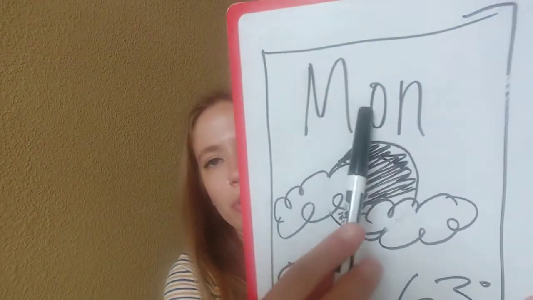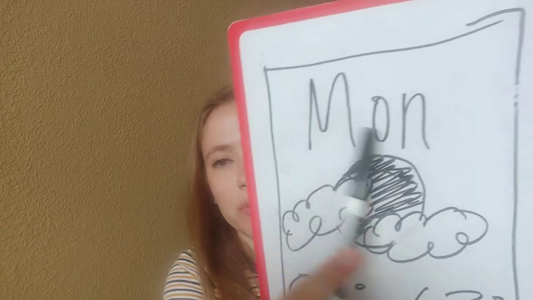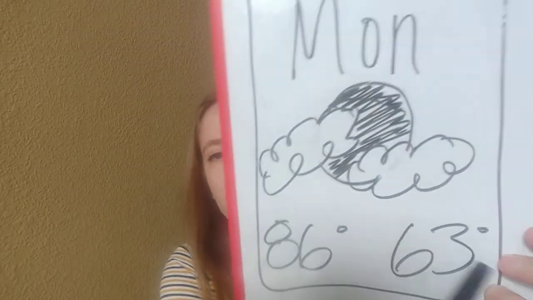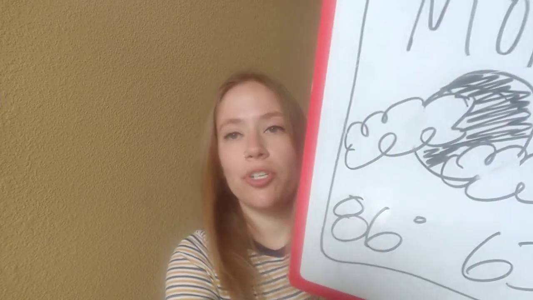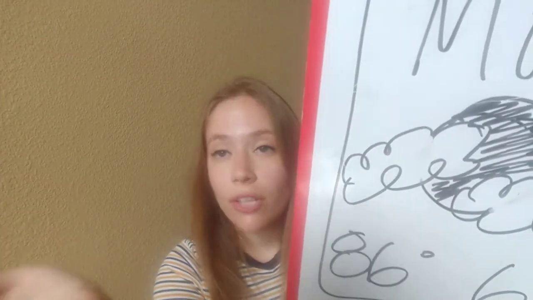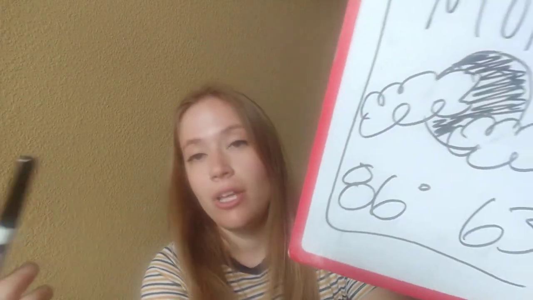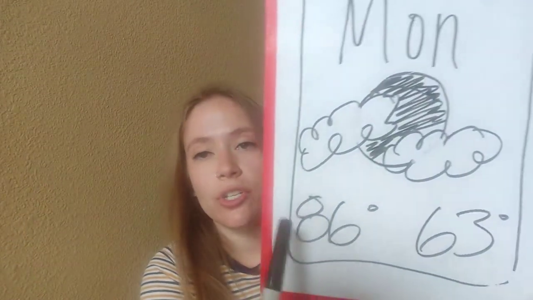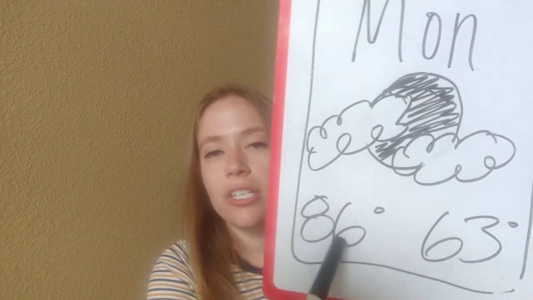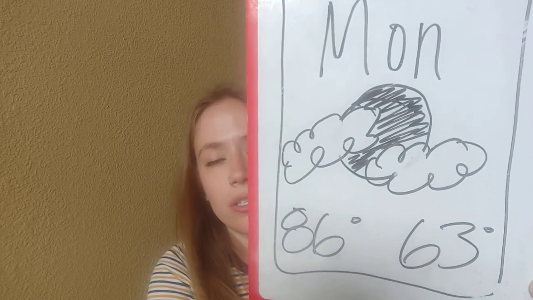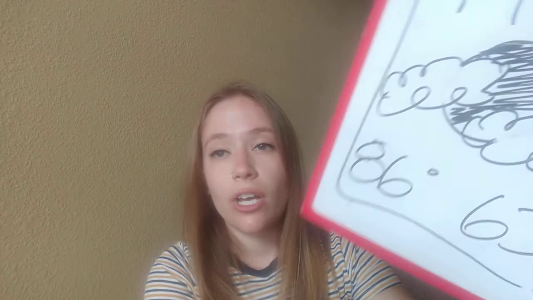And then we have MON, which is short for Monday. We have the type of weather we're supposed to have today. And then we have 2 temperatures, and one's going to be our highest expected temperature and the other will be our lowest expected temperature. So my question for you is, which one of these temperatures will be our highest expected temperature? 86 degrees or 63 degrees? Or which one is closer to 100?